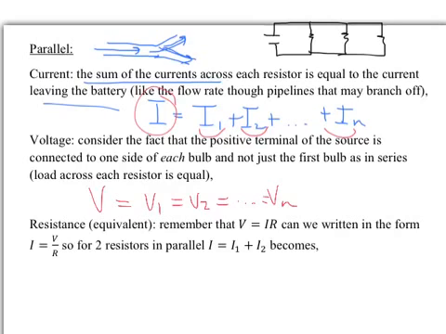So what we can say is that, if you want to just remember this, the current and the voltage laws are the opposite in parallel. Earlier these were all equal signs and these were all plus signs, whereas now these are all plus signs and these are all equal signs.